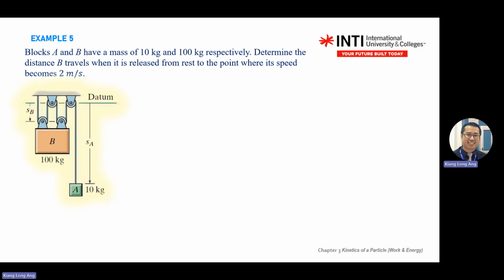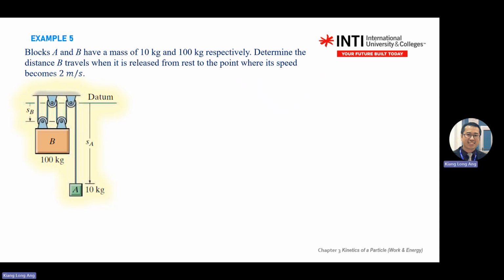Example 5 is also the same. You look at the datum, look at the pulley there. First, you look at the pulley system. First, you go and find the total length. Then find the velocity between A and B, or the acceleration between A and B. Then it tells you the distance B traveled. Determine the distance B traveled when it is released from rest to the point where the speed becomes 2.